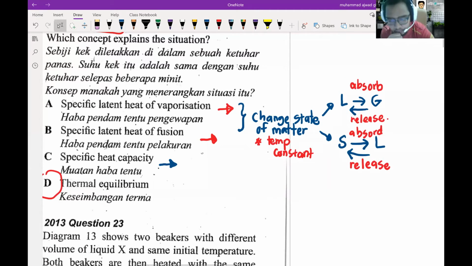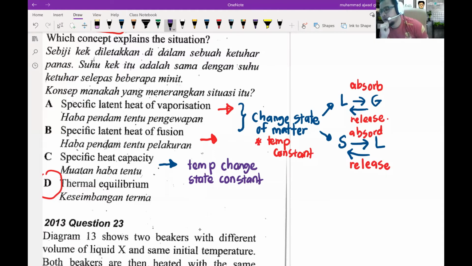Temperature change. Yes, temperature change. And then, how about state? State remains constant. Maksudnya, solid kekal solid. Liquid kekal liquid. Only the temperature of the solid or the temperature of the liquid changes. Okay, itu saja.